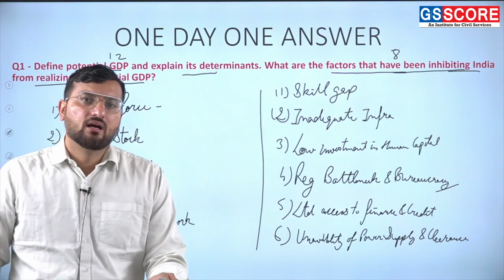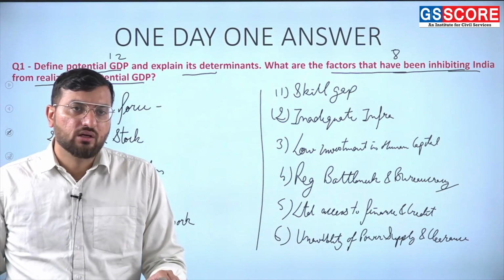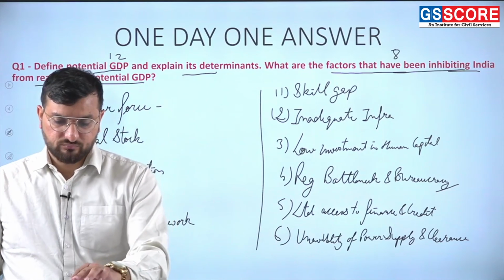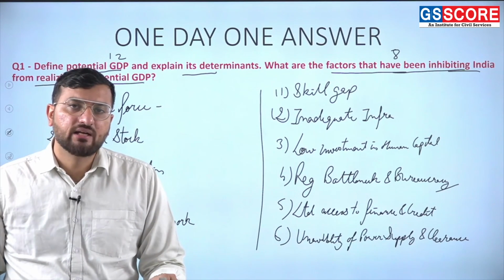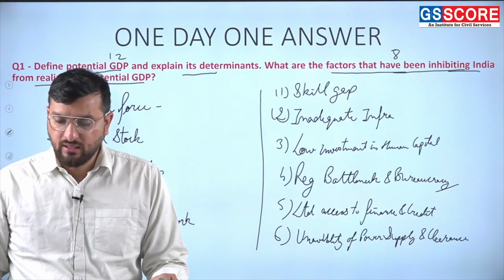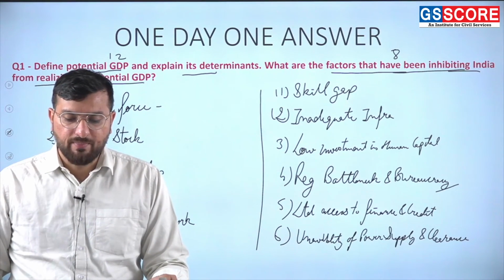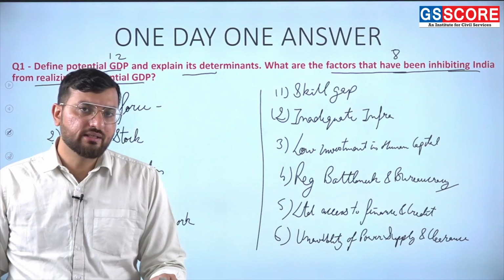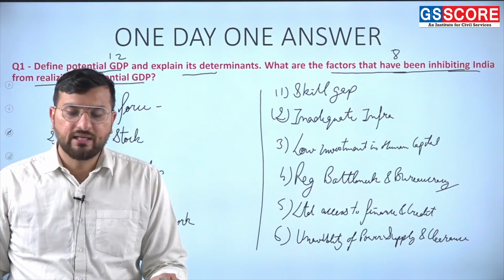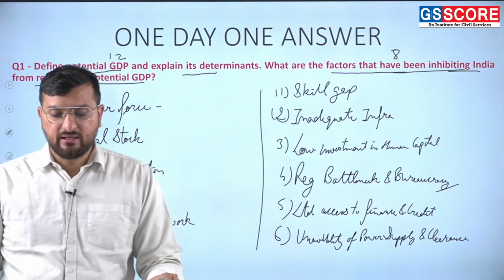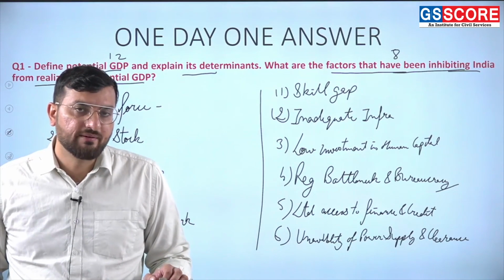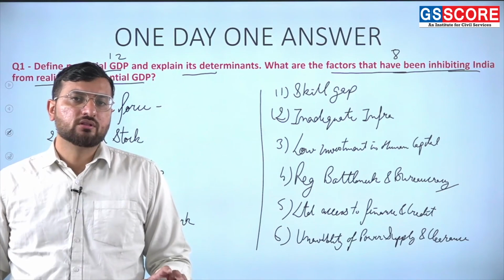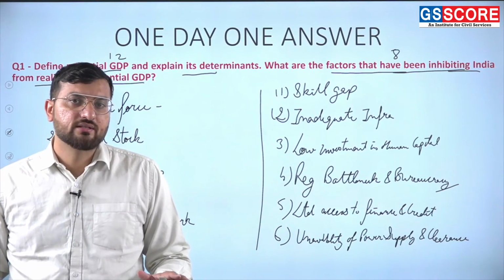And then we can end our conclusion with the words of Raghuram Rajan, former RBI governor. He says that for India to unlock its potential GDP, it must focus on reducing inequalities, improving infrastructure, and creating a conducive environment for private sector growth. So this is how you have to write this answer. Thank you, everyone.